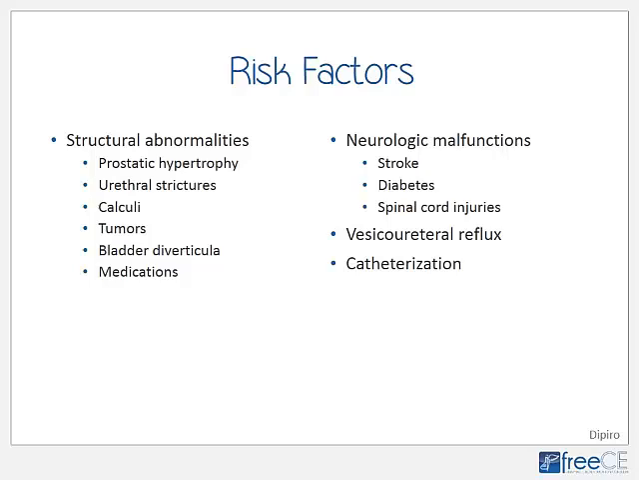as calculi. Tumors that are impeding the ability of the patient to void their bladder completely would be part of that. Bladder diverticula, and then medication, so specifically thinking about anticholinergic medications. Also, items that can impact the ability for a patient to completely void their bladder include neurologic malfunctions, so stroke as well as diabetes and spinal cord injuries.